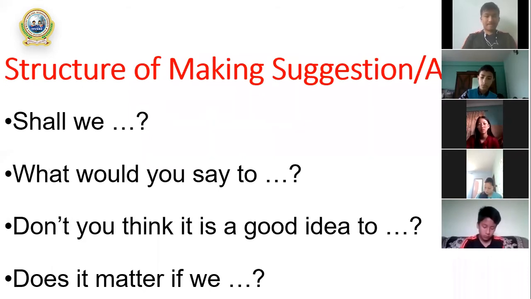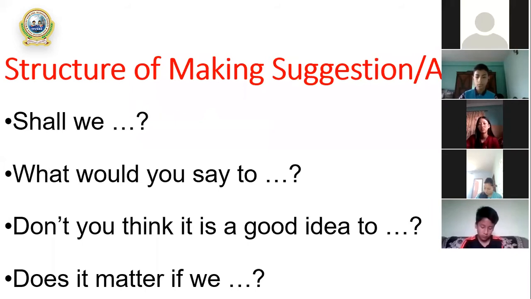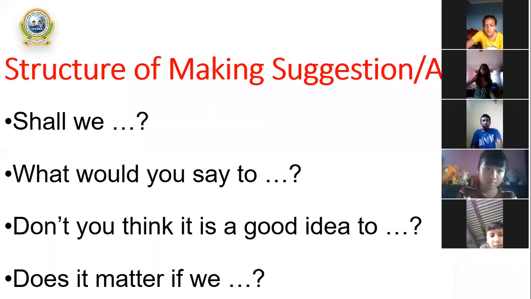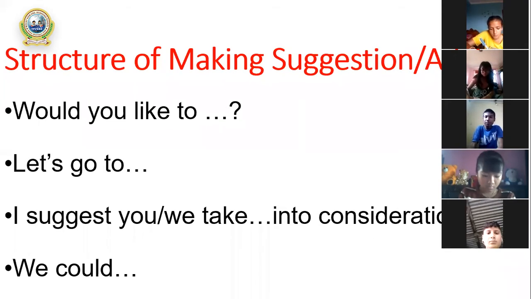What would you say to? Don't you think it is a good idea to? Does it matter if we do something else? See these parts. How these structures make the advice. So these structures could be used to make advice.